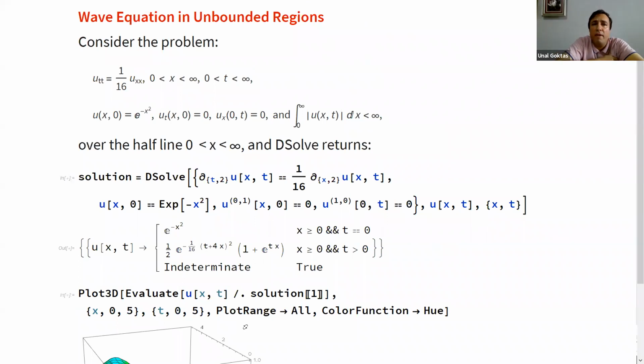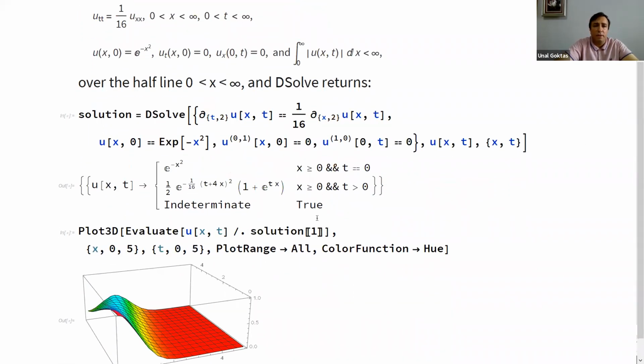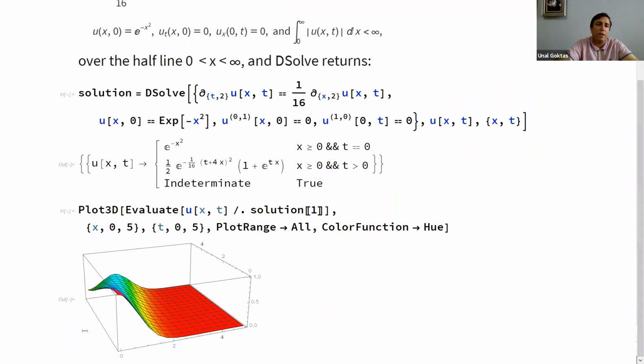Next example is when we have wave equation in unbounded regions. So now we are working over the half line, and the problem is this. So we have initial condition like this, and boundary conditions are Neumann type. Sorry, one of the boundary conditions is a Dirichlet condition, and the other one is a Neumann condition. So the solution is a piecewise solution given in this form. And if you plot the solution, then we get a plot looking like this.